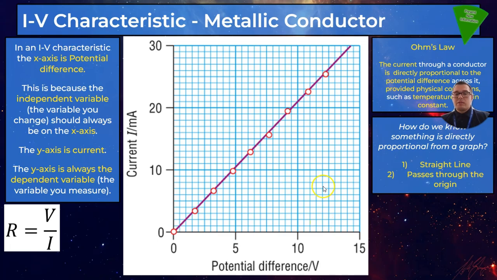The next thing you need to know about this graph is that obviously because it's a straight line, that is indicating to us the resistance is constant.